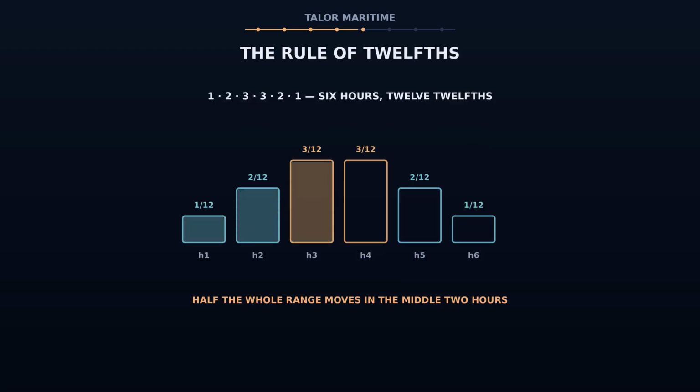Between low and high, the sea does not rise evenly. It starts slow, races in the middle, and eases at the end. The Rule of Twelfths turns that into arithmetic. Split the 6 hours into 6 depths. The tide moves 1/12 in the first hour, 2 in the second, then 3, 3, 2, 1. Half the entire range moves in the middle 2 hours. That is why a beach walk turns into waiting so suddenly, and why an anchorage entered at half tide needs the most care. The water is changing at its fastest.